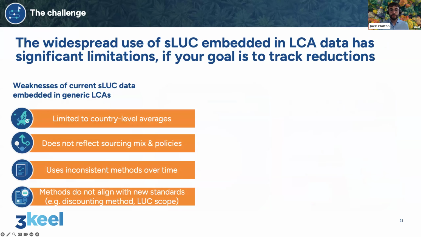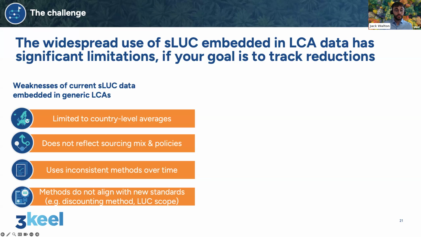So if most land use change emissions are calculated from LCA databases, and those LCA databases use statistical land use change to calculate those land use change emissions, what are some of the limitations of those methods, especially if our goal is to track emissions reductions? So firstly, because those emissions factors are calculated at a country level, you're limited to that country level average. Even if you have regional, farm, or field level traceability, that won't change your land use change emission factor because you're stuck with that country level.